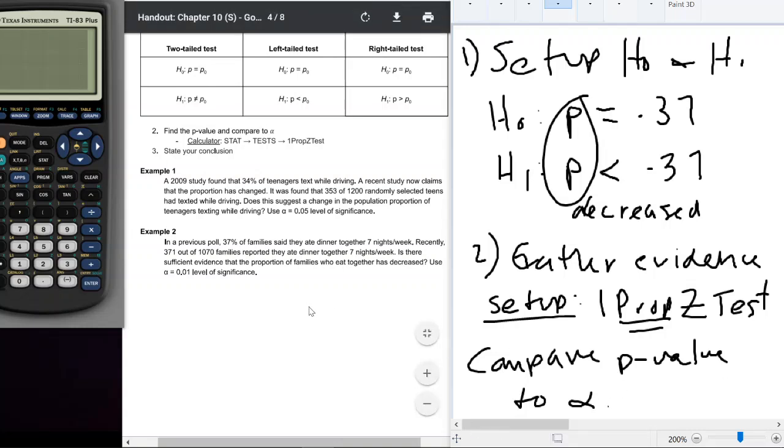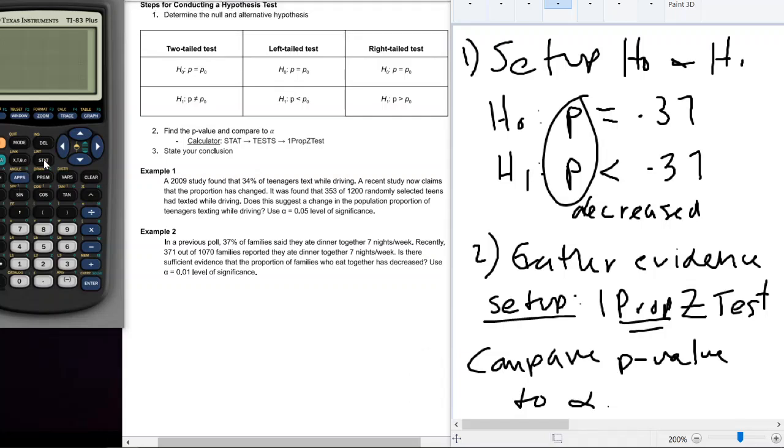Okay, so in the calculator, let's take a look. We'll go to stat, test, and look for the 1 prop z test. We'll fill in the values that we're asked for. P naught, once again, is the population value. So here we're using 37%, so we'll change this to 0.37.